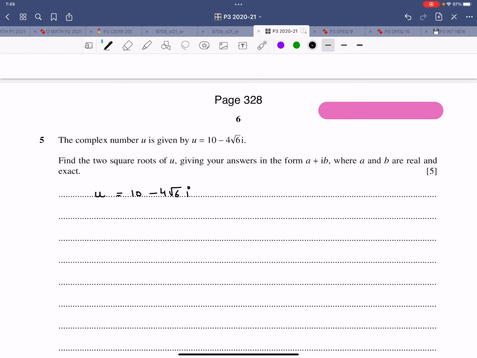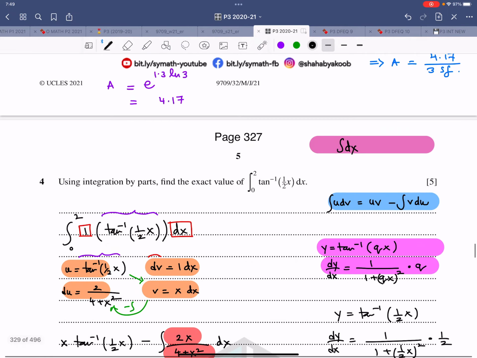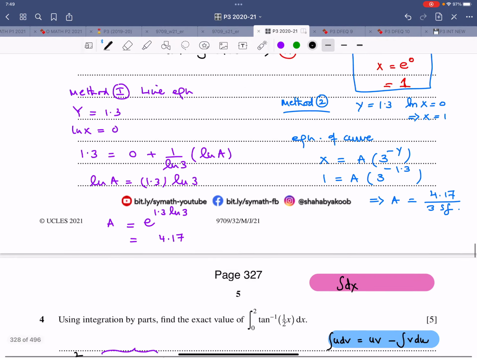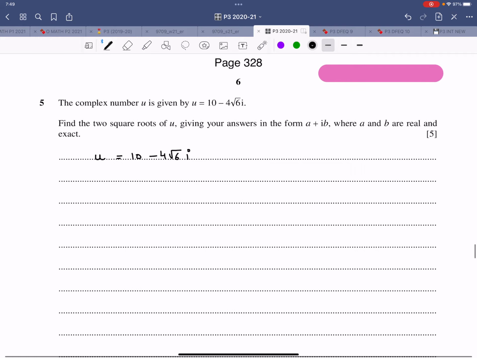So this question has come after a long time. So therefore we will say that the square root of a complex number 10 minus 4 root 6i. The square root of a complex number is another complex number which is a plus bi, where a and b are real. Exact, that will come up later. So that is the working for this particular part. And now what else does it say? It says that you have to solve it.